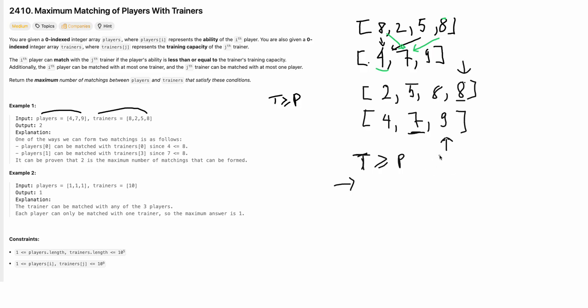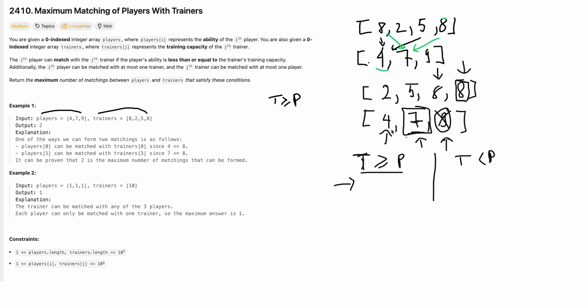But in here, we have another case: what if the trainer is smaller than the player capacity? Of course, no trainer can match this player. So that's why we need to remove this player, and then we move our pointer to the next player. When we move here, we can see that this condition is satisfied, and then we move both of them out of the list, and we count it by 1.